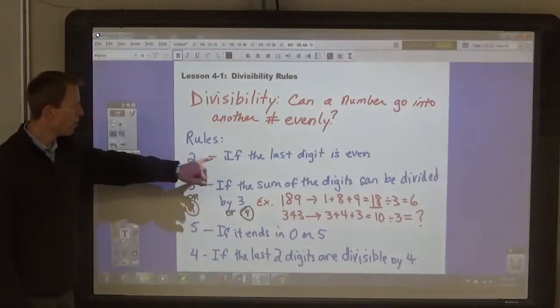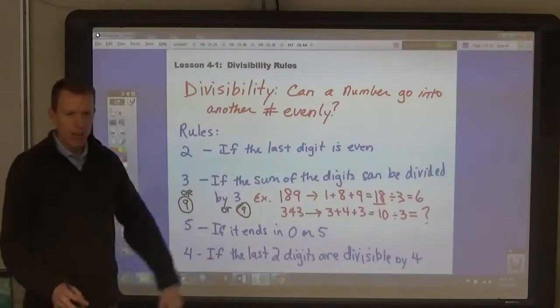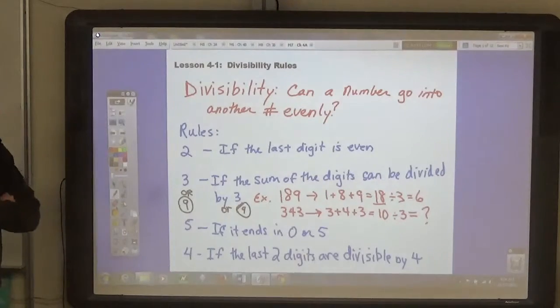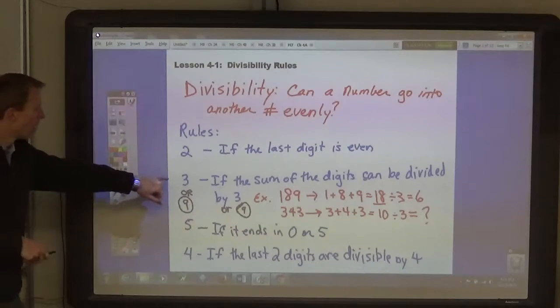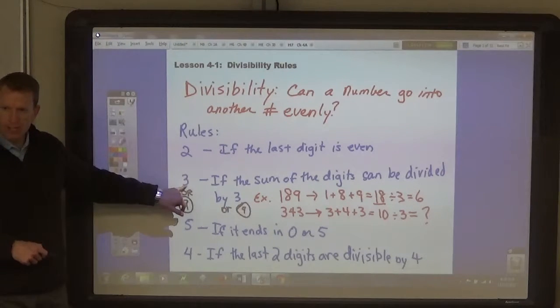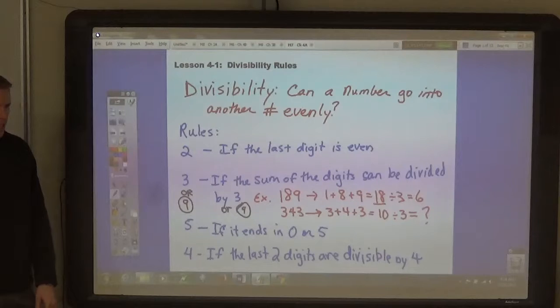And let's review these from last year. First of all, 2. Any number that ends in an even number is divisible by 2, isn't it? We haven't talked about prime and composite yet. What's the only even prime number? Sam? 2. Right, because every other even number is divisible by 2. The rules for 3 and 9 are similar. The rule for 3 is if the sum of the digits can be divided by 3, then the number is divisible by 3.